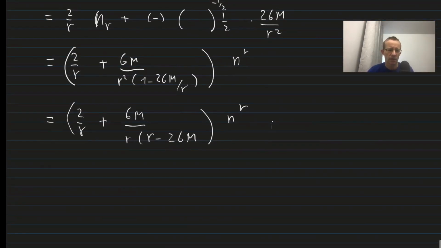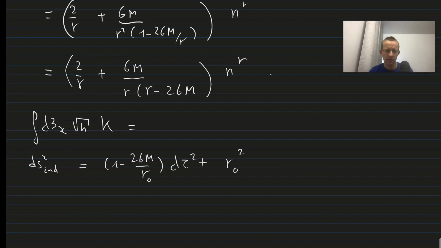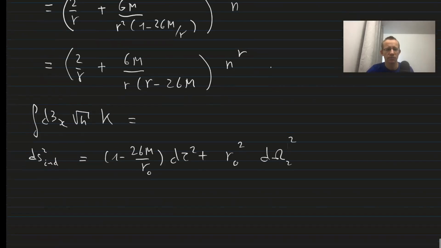Okay. Now we still need to compute the integral d³x square root h k, the extrinsic curvature. So square root h, well, what is the induced metric? The induced metric, ds² induced, is 1 minus 2gm over r times dτ². No dr part anymore, and then we'll take it at r0. So then we have this induced metric on the boundary surface.